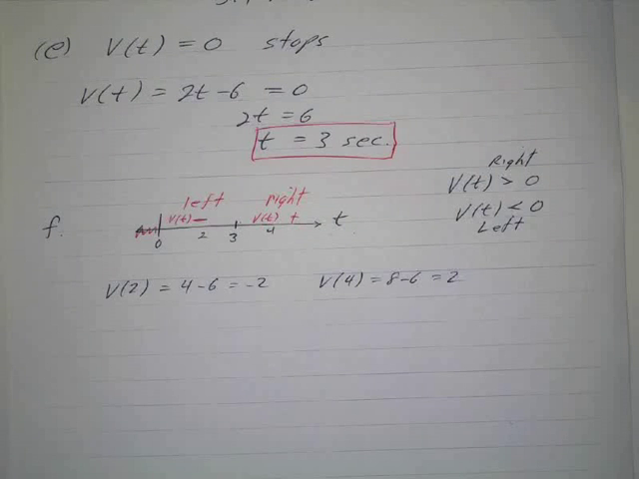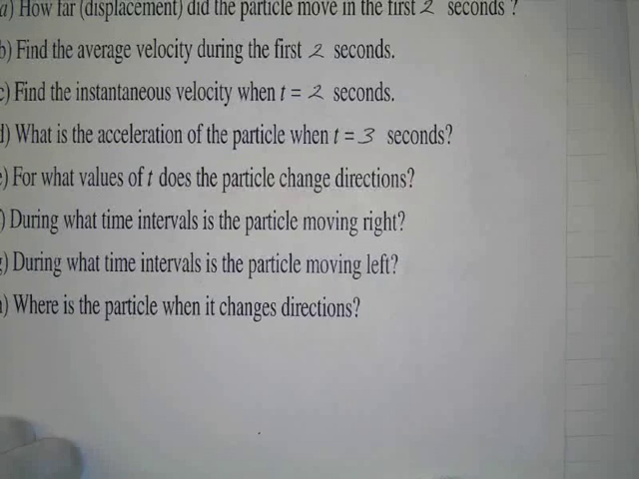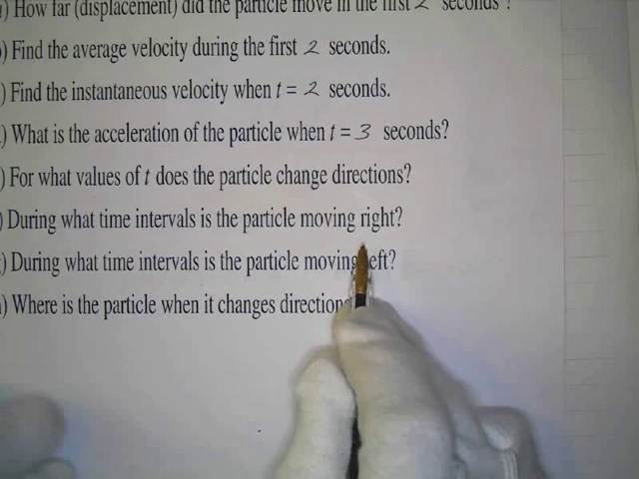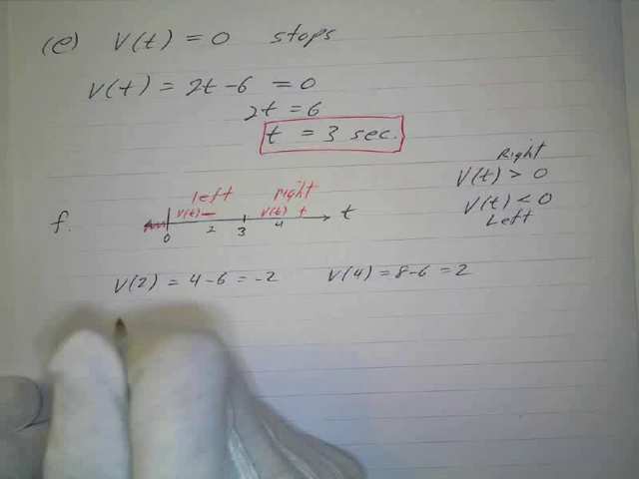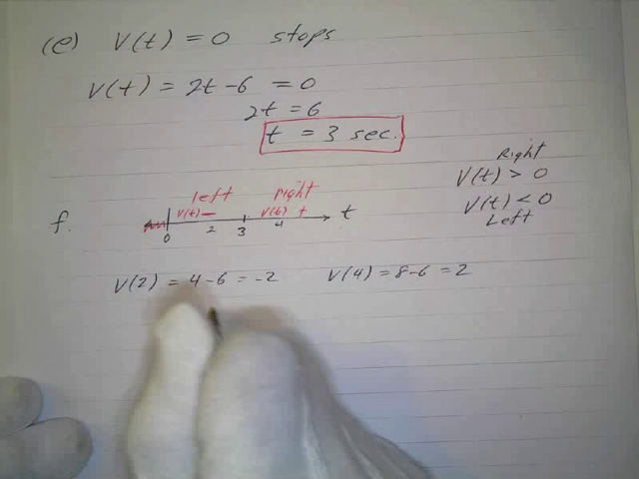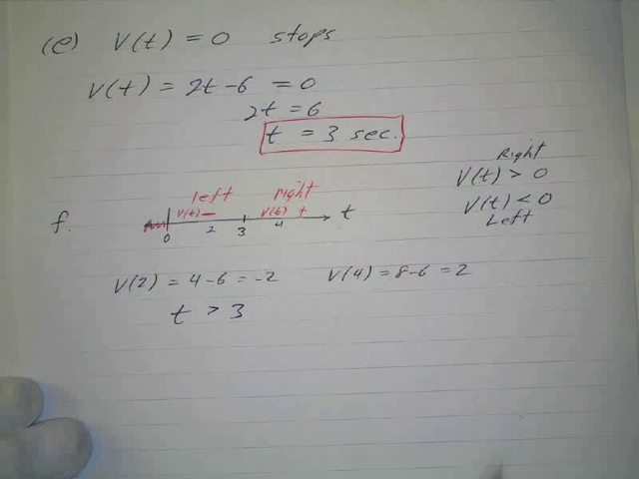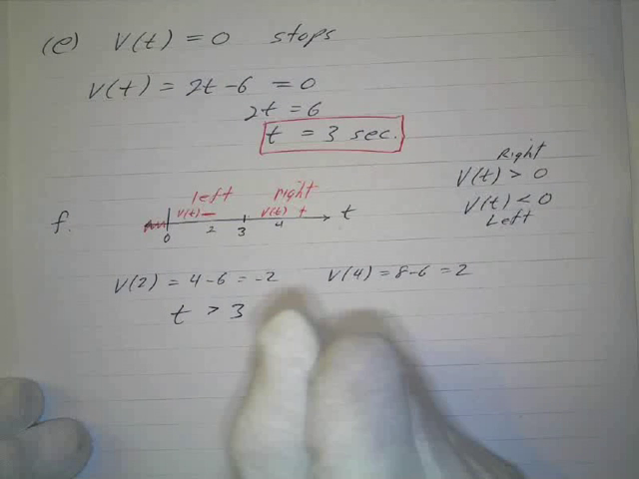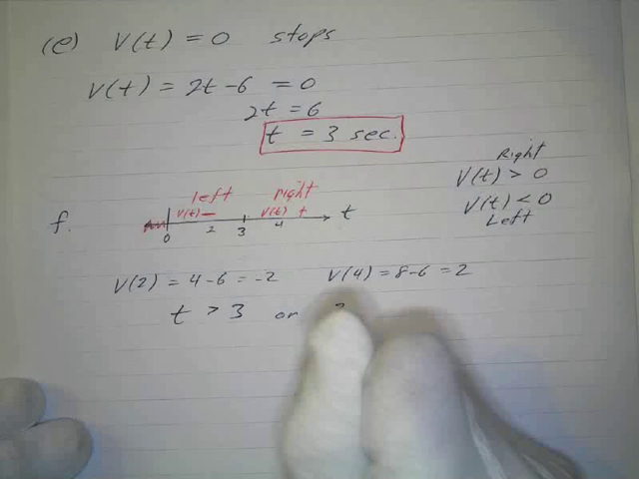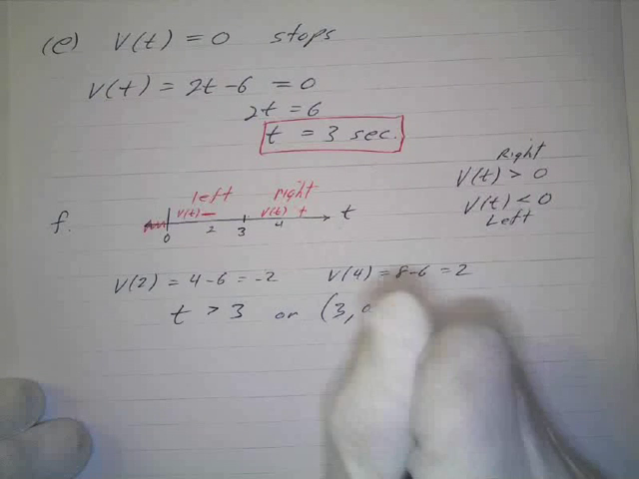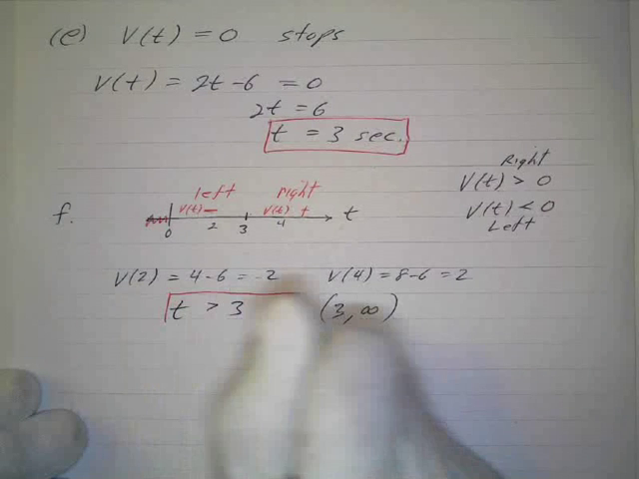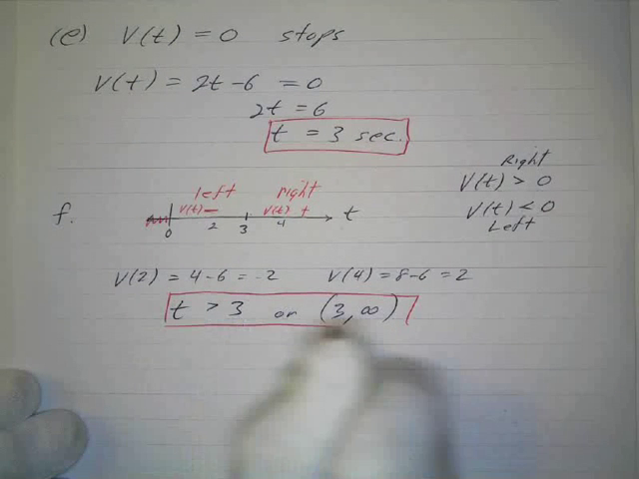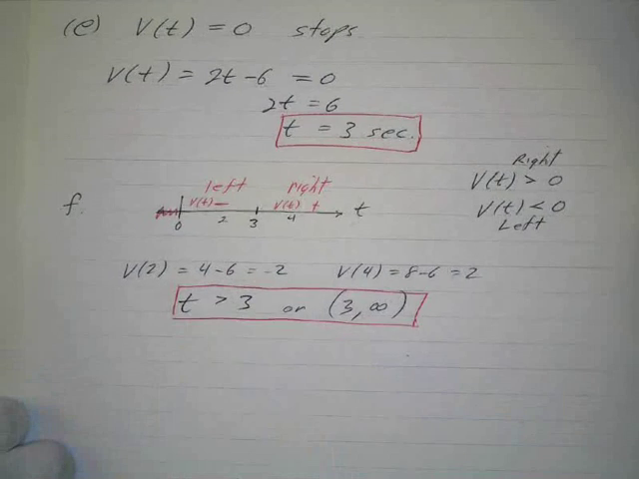So for letter F, it says, during what time intervals is the particle moving to the right? Well, it's moving to the right from here on out, so from 3. It's moving to the right for t greater than 3, not equal to 3 because it stopped there. Or you could write it like this, 3 to infinity. So that would be letter F. And you can do this pretty fast. You just substitute these in. So that's letter F.